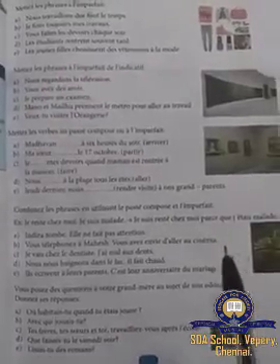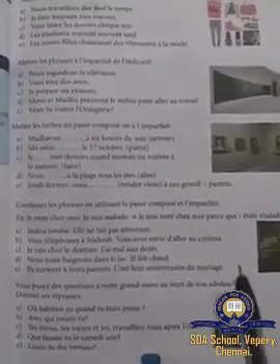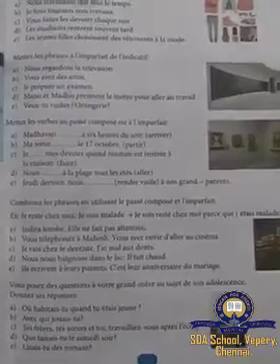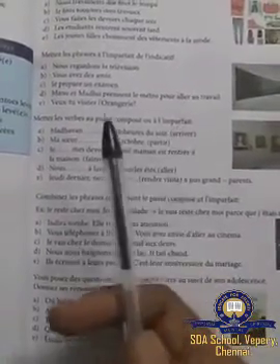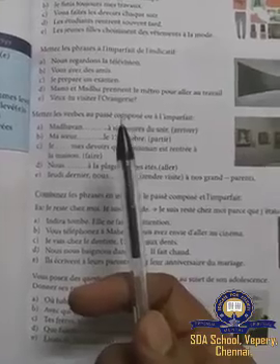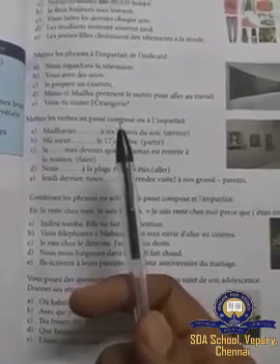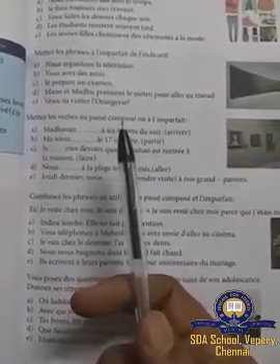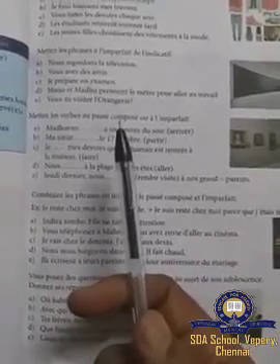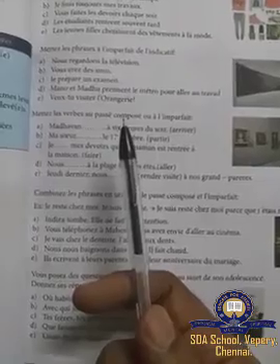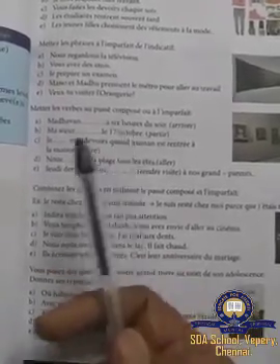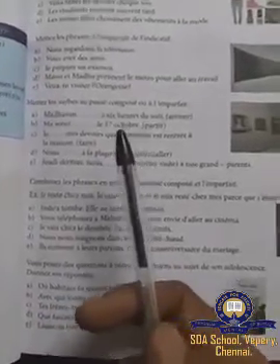If any action is repeated, continued, or regular, habitual in the past, we have to use imperfect. If any action is finished at any precise moment, we have to use passé composé. Which is not repeated, which is over, at any moment in the past, we have to use passé composé. Here, see the question.